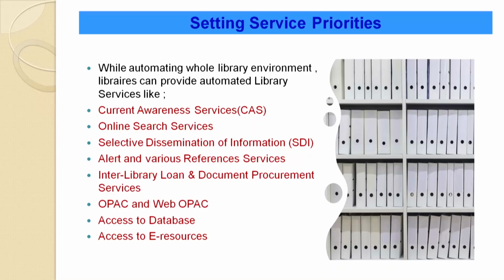So you need to have some kind of priority in that way. What are the services you are going to provide? Say for example, you can provide current awareness services after doing library automation, selective dissemination of information, and your OPAC can be changed to web OPAC, access to databases, electronic resources, electronic books, theses and dissertations. So all such additional services can be provided.